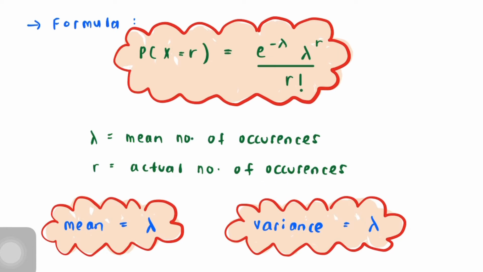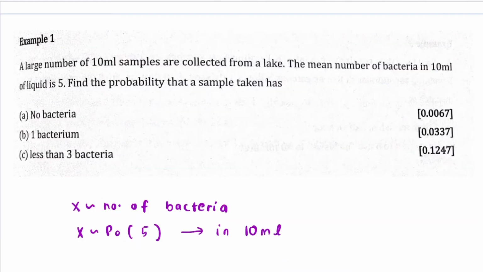And the second formula that you have to know is about the mean and variance. The mean and variance for Poisson are both equal to lambda. Okay, look at the first example.